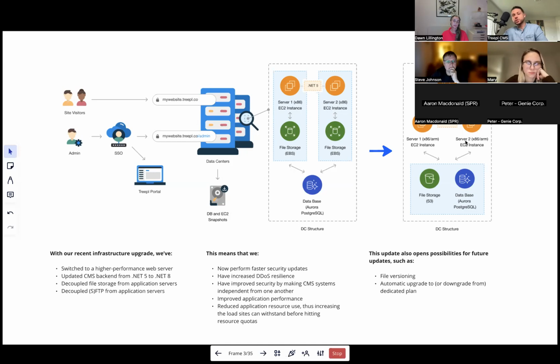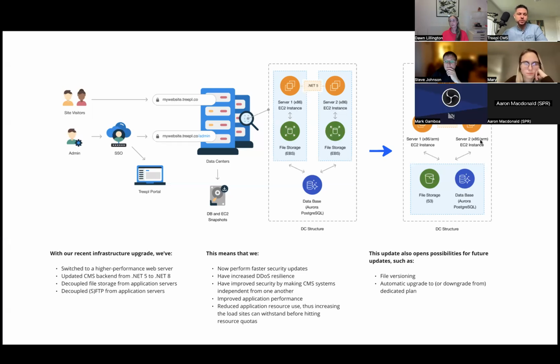We've now also switched to ARM architecture CPUs. If you're familiar with the latest MacBooks that use M1, M2 Mac CPUs, they use that architecture. So these are the latest and greatest from Amazon. So we were able to switch to those, which gives us a higher performance boost. So we updated the backend from .NET 5 to .NET 8, which is extremely important. .NET 8 is the latest version of .NET.